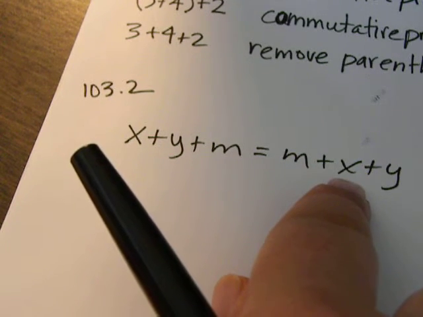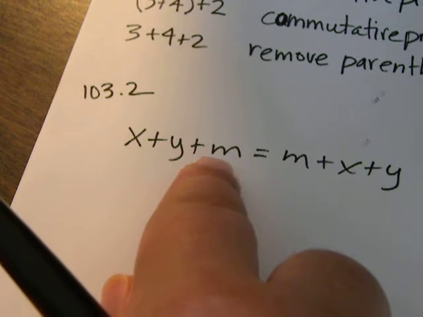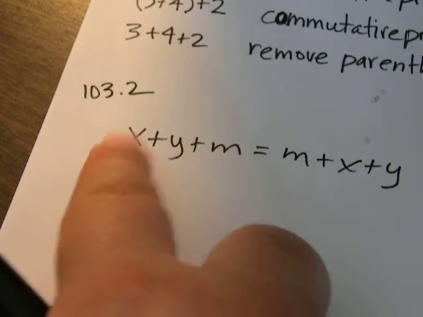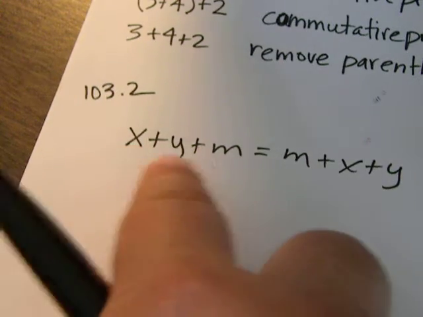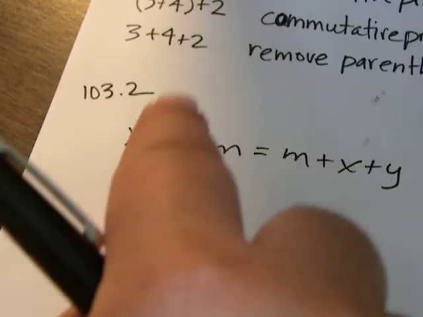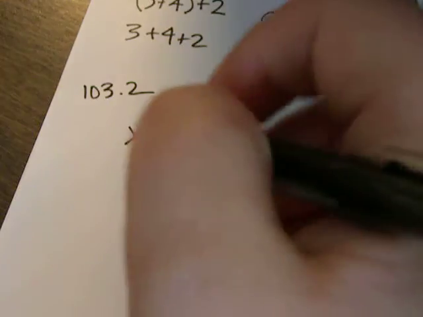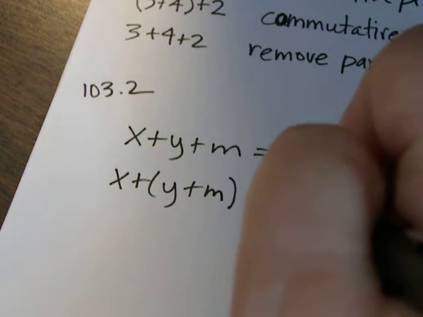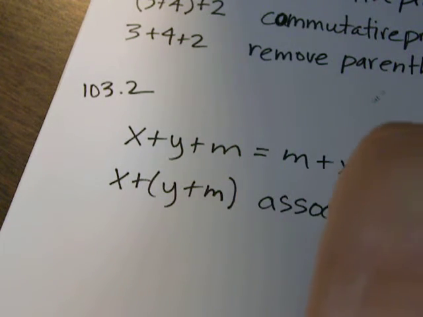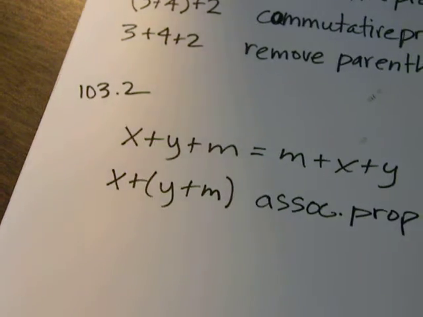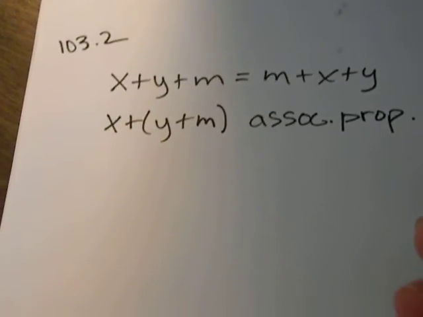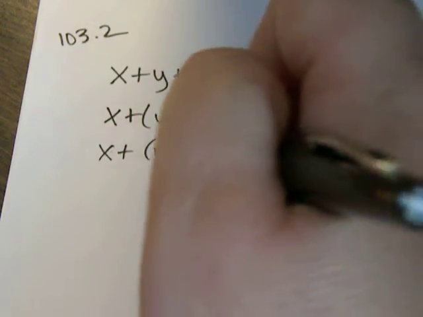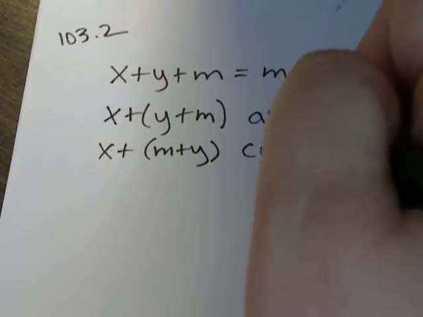So the very first thing that we need to do, when I'm looking at this, I see that m needs to come over here, y needs to come over here, x needs to come over here. So the first thing that I'm going to do is put parentheses around y and m. So x plus y plus m, that's the associative property. And you can see I'm starting to abbreviate here. The next thing I'm going to do is flip them, x plus m plus y. That's the commutative property.